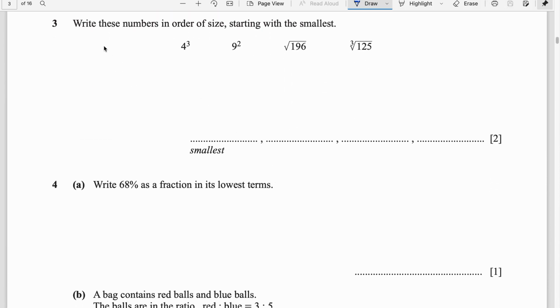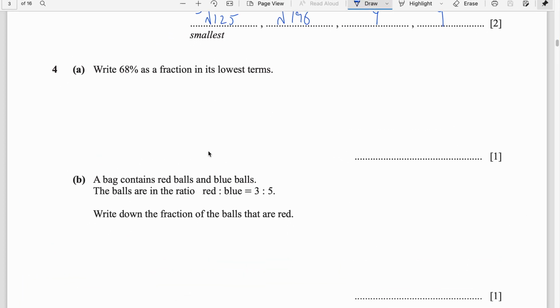Question number 3. Write these numbers in order of size starting with the smallest. So 4 cube is 64, 9 square is 81, square root of 196 is 14, cube root of 125 is 5. Do memorize a few numbers. So smallest is 5, so we write cube root of 125. Largest number is 81, so that is 9 square, and then it is square root of 196. And the remaining number is 4 cube.